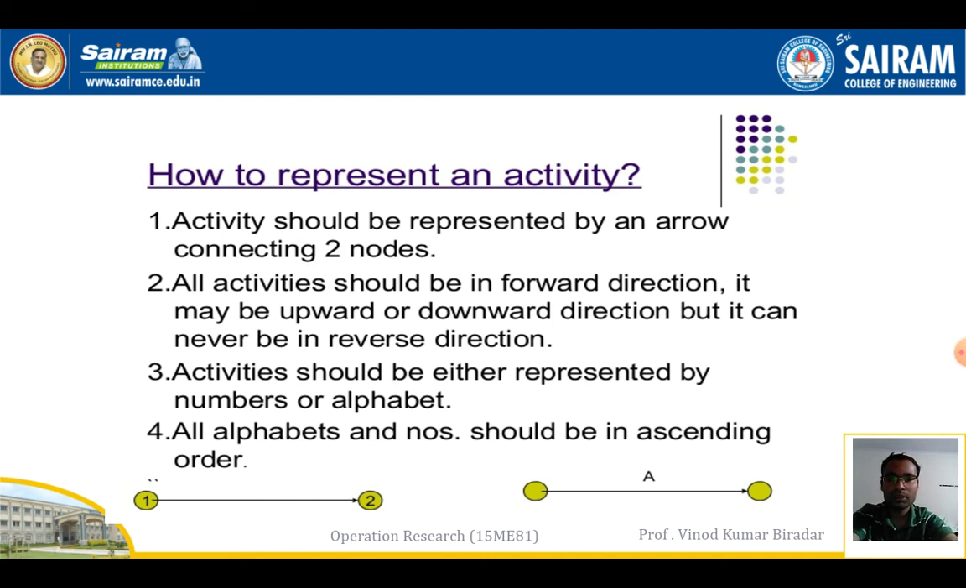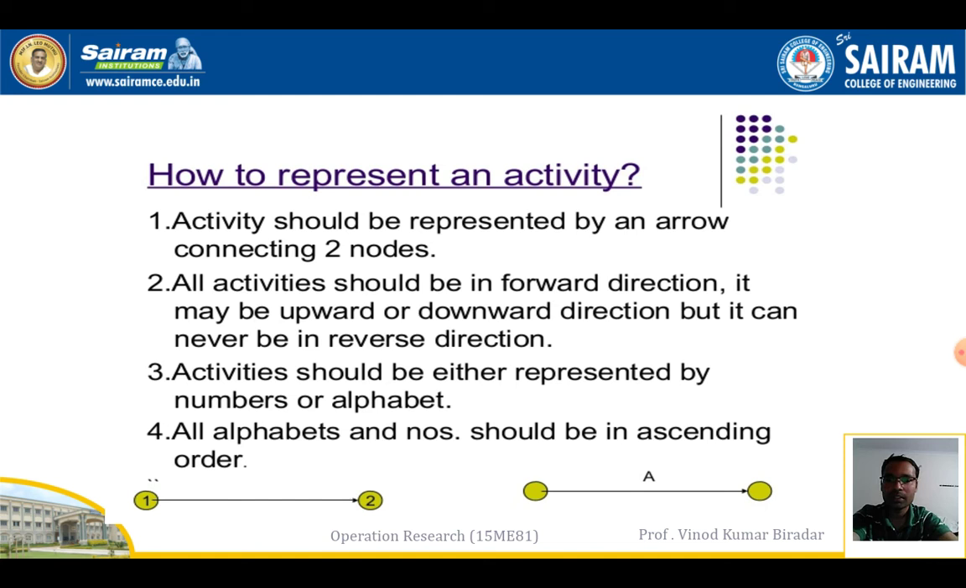We already discussed this in the last slide. An activity is a point we can look at with the help of a circle, as I showed in the last diagram. The second point is that all activities should be in a forward direction. It may be upward or downward, but it can never be in a reverse direction. So an activity should always be shown in a forward direction only, it cannot come back. See the symbol here, activity 1 to 2 is given in the forward direction; it may be either up or down. That is the meaning of the second point.